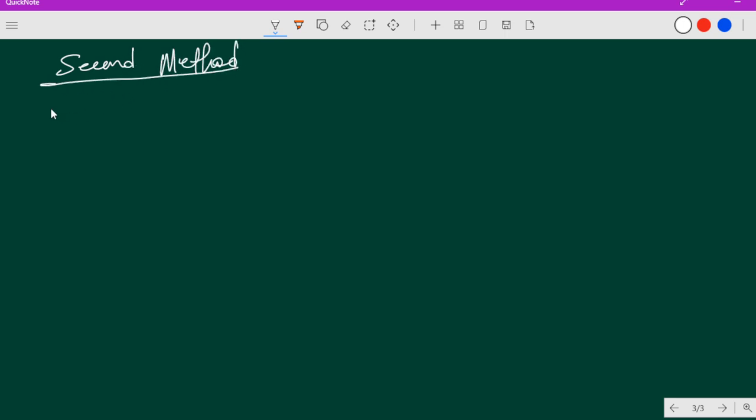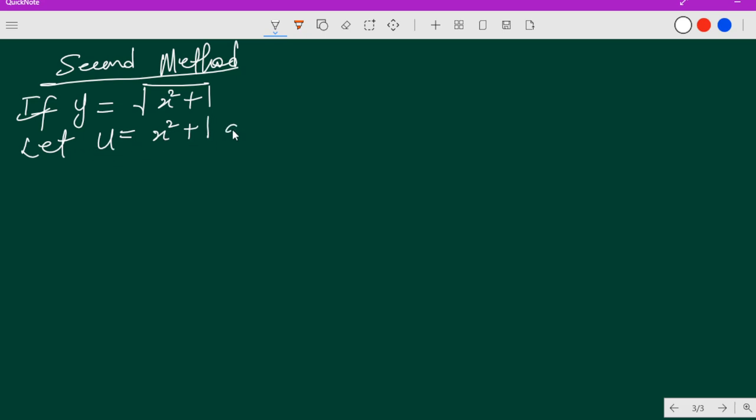The second method, they said the same question, if y is square root of s squared plus 1. You now say that is the elementary way of solving this. You say let u is equal to s squared plus 1 and y is equal to square root of u. This is what we try just to explain. You now differentiate u with respect to x. From the beginning he said it to be 2x.